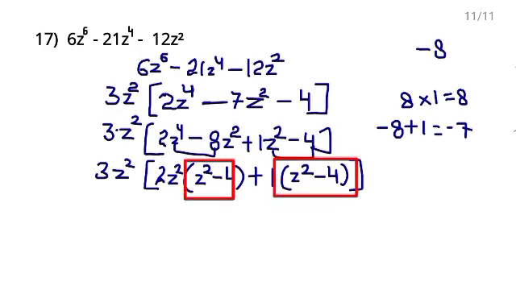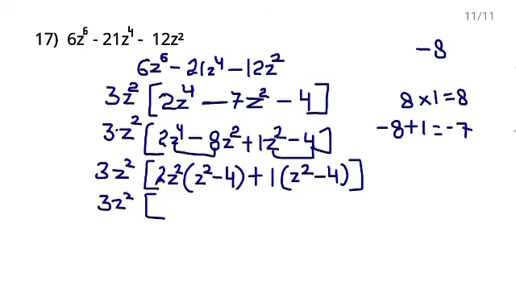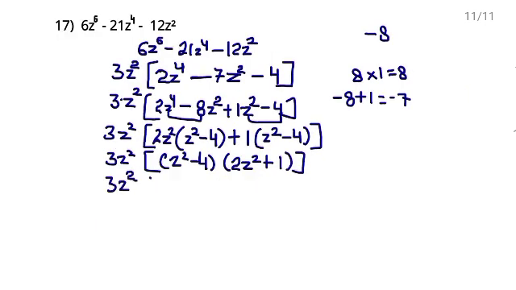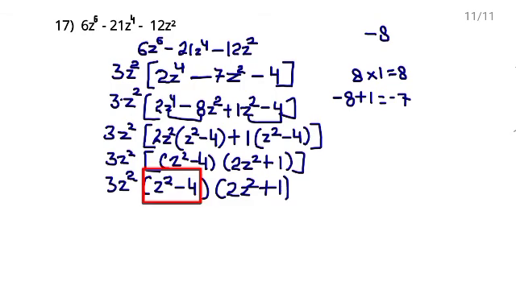These are common binomial factors, so take it common. 3z square, and the square bracket I am taking z square minus 4 common. Now you have 2z square plus 1. 3z square, z square minus 4, 2z square plus 1. Now students, this is in the form of a square minus b square. z square minus 4 किस फॉर्म में है, z square minus 2 square, because 4 को हम 2 का स्क्वायर लिख सकते हैं, and this is in the form of a square minus b square.